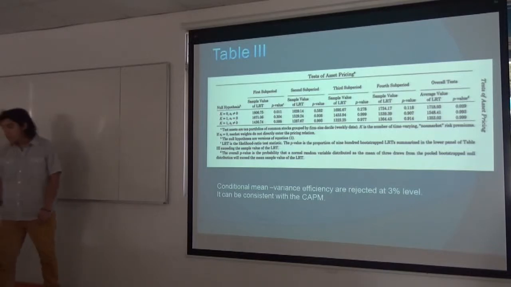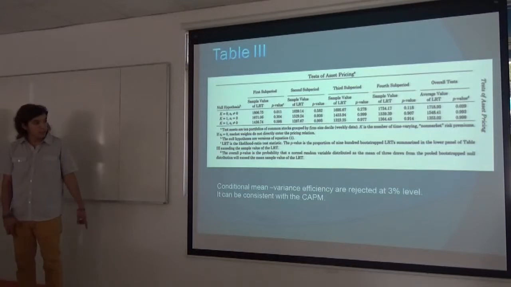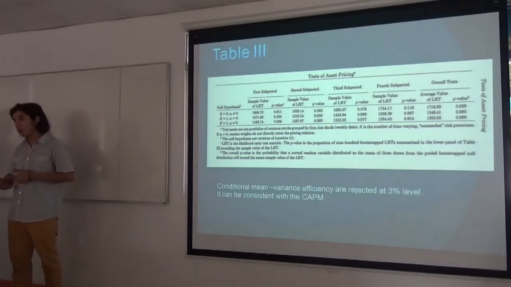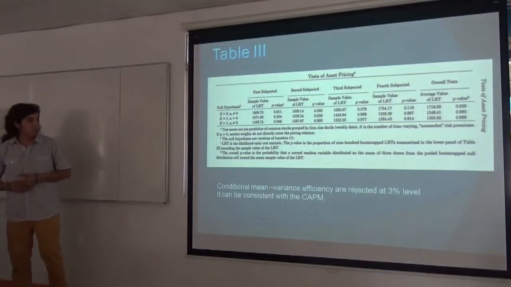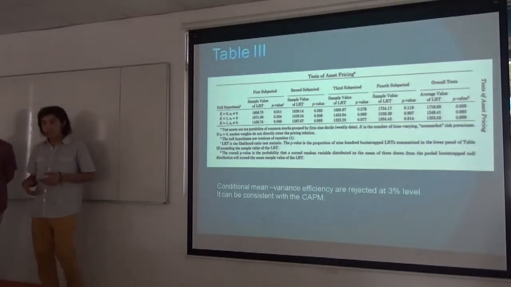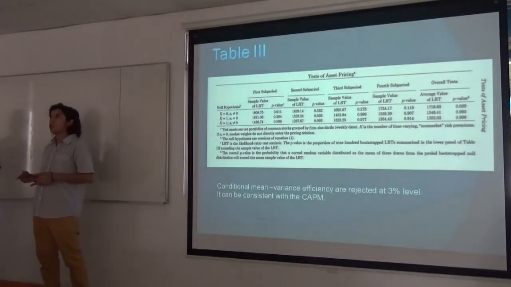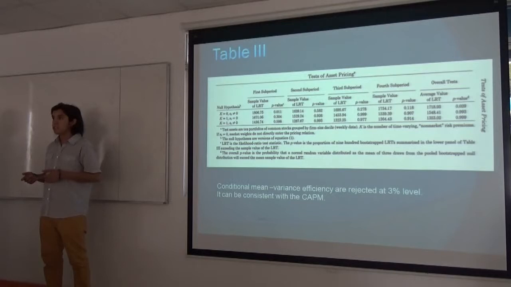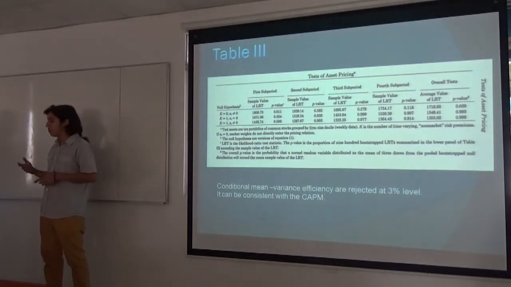The overall test rejects the conditional mean variance efficiency at the 3% level, and it produced larger p-values in the other hypotheses. This rejection can be consistent with the CAPM model because the true market portfolio is not measured, and the tests are conducted on a subset of assets.